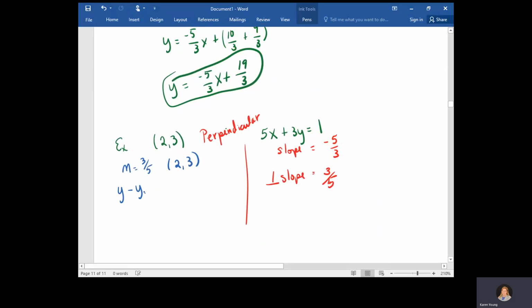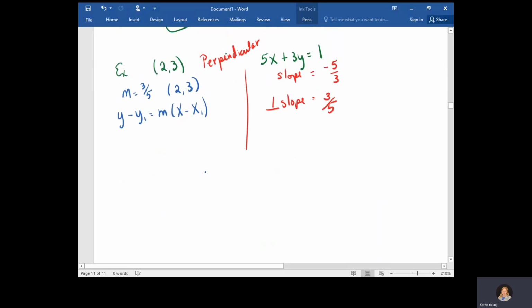Again, I'm going to take the point slope form and write the new equation. Y minus y1, which is 3, equals my slope, which is 3/5, times x minus x1, which is 2. Distribute my 3/5. I still have the y minus 3. So I have 3/5 x minus, I'm going to put that 2 over 1 again, so 3 times 2 is 6 over 5. Then I'm going to add 3 over.